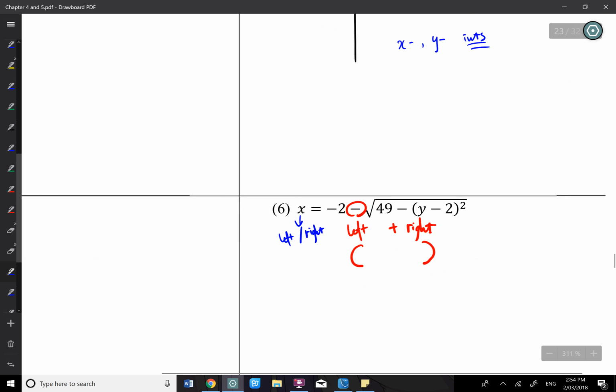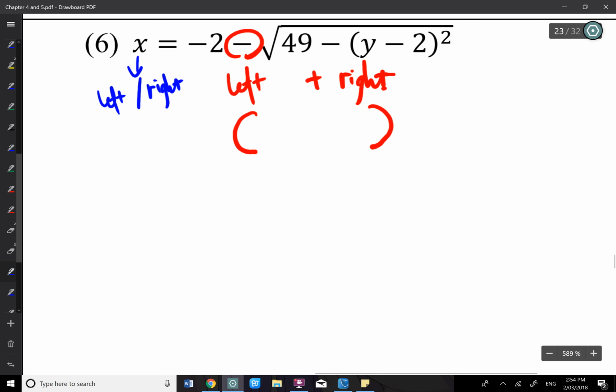Okay, use the rest of the time to sketch a complete graph for that one. This I already told you is the left-hand side semicircle. Find the center, find the key points, find the x and y intercepts, talk about the domain and range. Okay, you have 10 minutes to do that. Yeah, question 6.